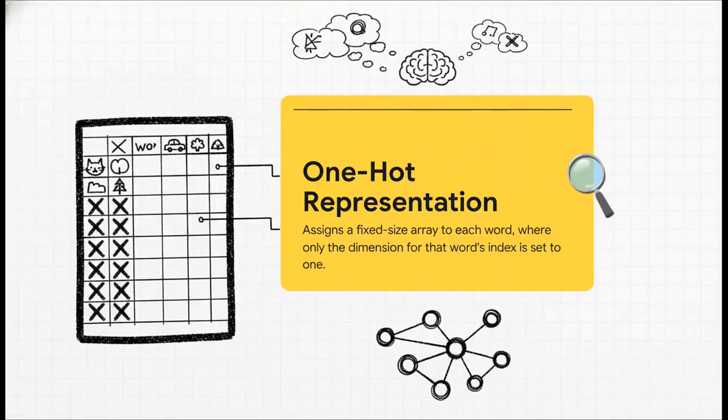So the first big attempt to fix this was a method called one-hot representation. Okay, picture a giant spreadsheet with like every single word in the English language. Each word gets its own unique line, and on that line, just one little box is checked off with a 1. Everything else is a 0. So every word has a unique address, which sounds good, right? But there was a massive flaw.